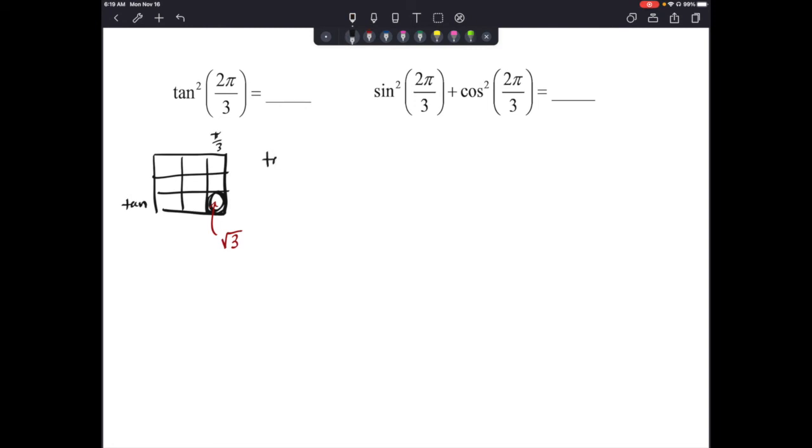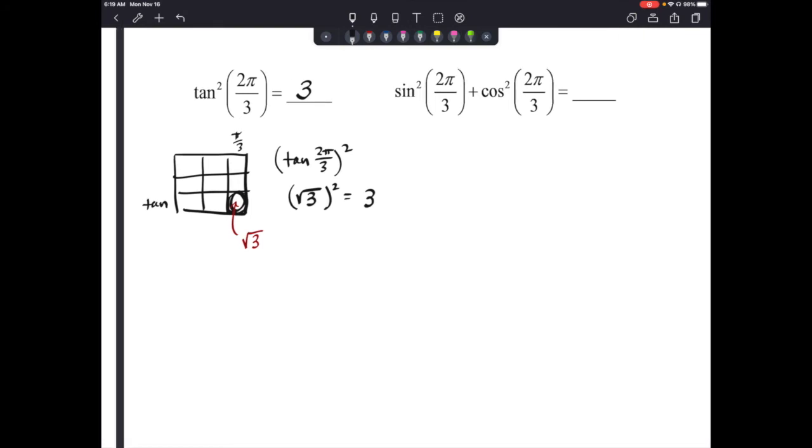So our tangent of 2 pi over 3 is really the same thing as the square root of 3. And when we square that, we get 3. So that would be the answer on that one. And then the next one, we have two that we've already done, right? The sine of 2 pi over 3 squared plus the cosine of 2 pi over 3 squared.